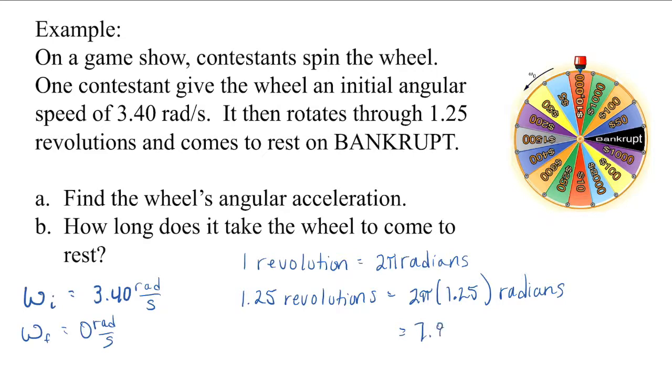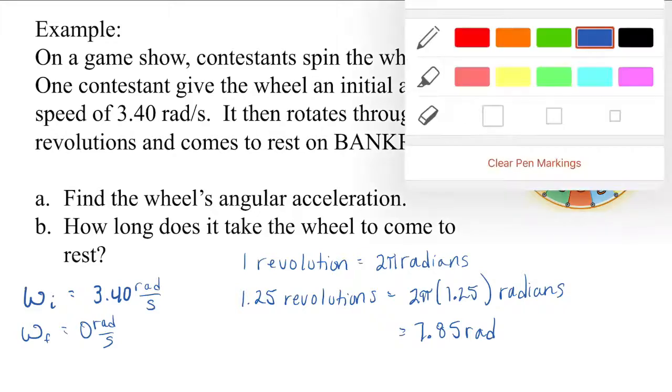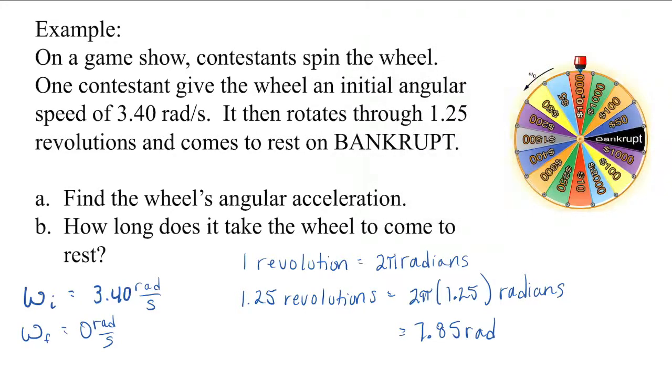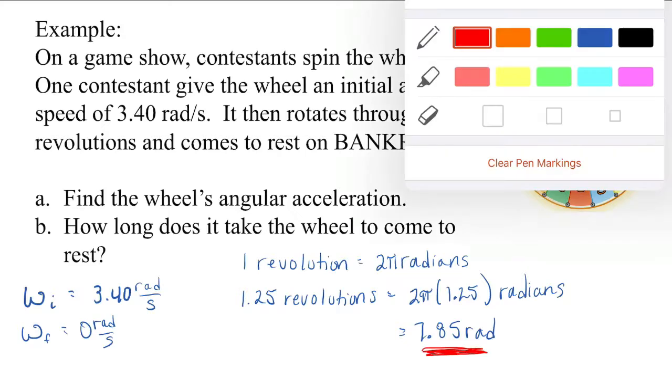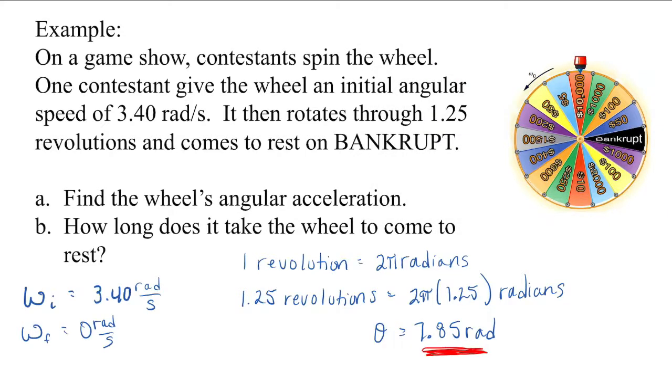That's about equal to 7.85 radians, but remember, don't round there, okay? Keep that on your calculator, or when you need to use your angular displacement, just do 2 pi times 1.25 instead. Okay, but there we go. We have our theta as well, our angular displacement. So that's going to make finding the wheel's angular acceleration and how long it takes for the wheel to come to rest way, way easier.